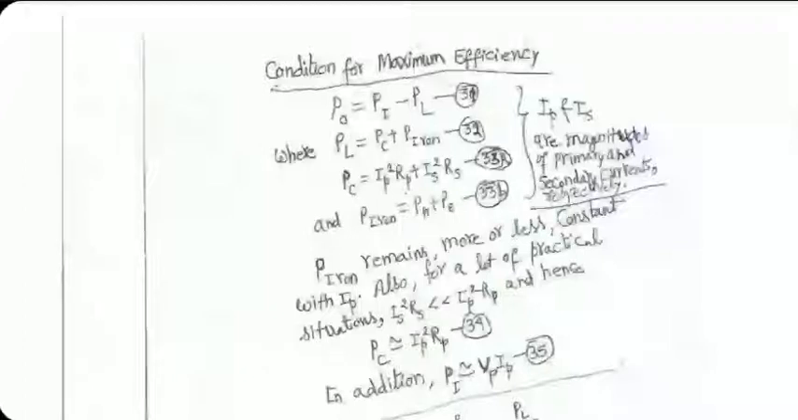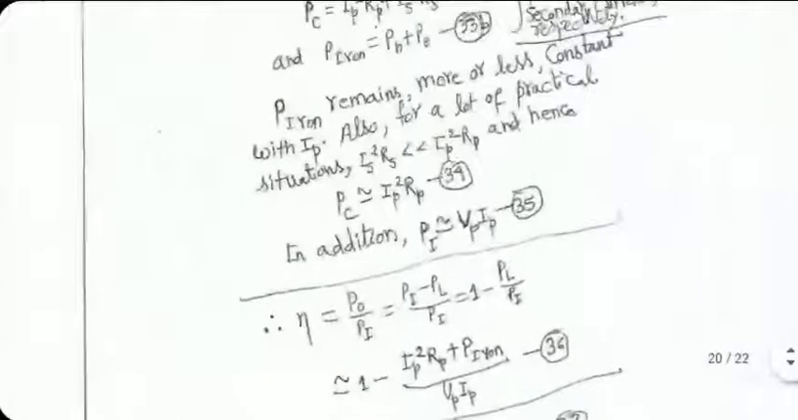Okay. Now what? How do we maximize the efficiency with all these assumptions made? Eta is the efficiency. It is PO divided by PI. And PO is PI minus PL. So we get 1 minus PL upon PI. PL is iron loss plus copper loss. And copper loss is being approximated as IP square R. So I write equation 36.